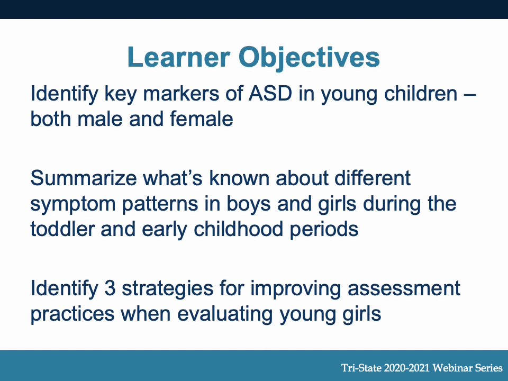So for today, I am hoping to do a very brief overview of the markers of ASD in young children. I recognize that our audience is highly skilled and you are probably very familiar with a lot of these. I'm going to spend more of my time looking at the symptom pattern differences that we are learning about from the research in boys and girls, particularly during the toddler and early childhood periods. Then my hope is to share with you a handful of strategies that have impacted my personal practice and that I hope you will find useful to consider for your practice.